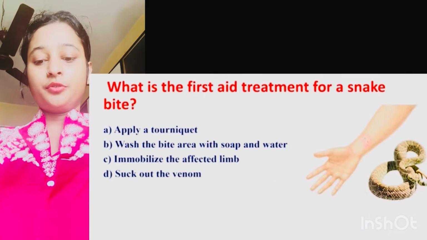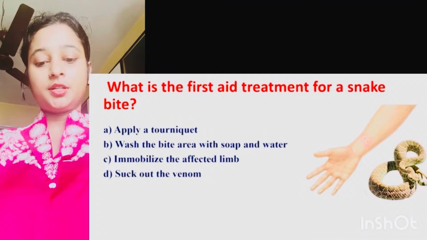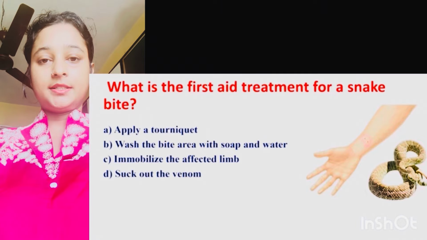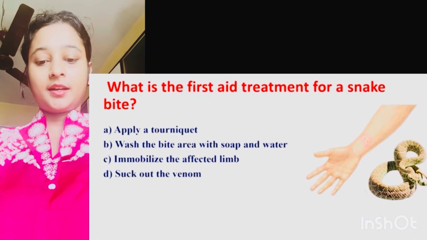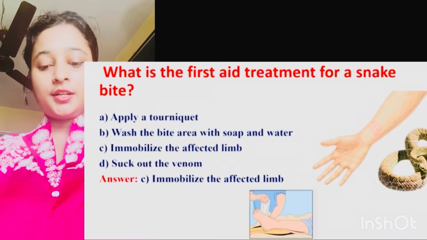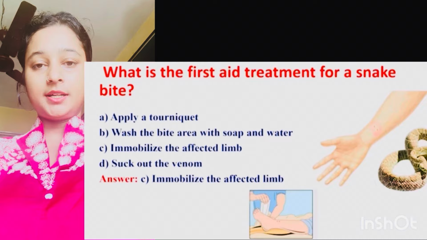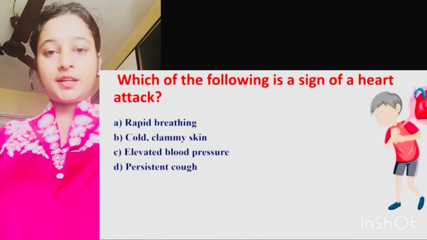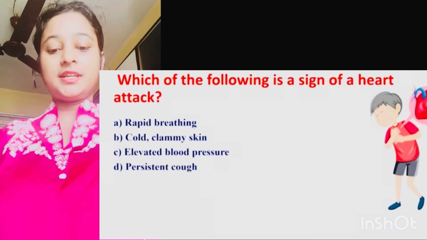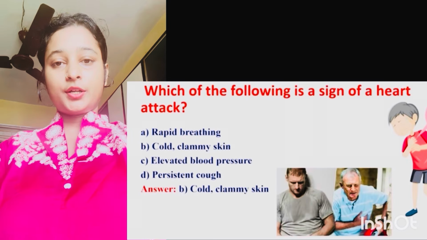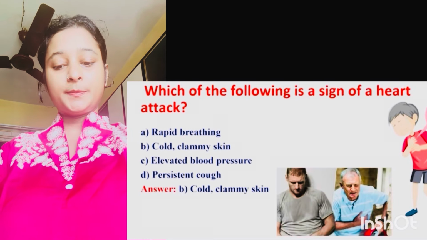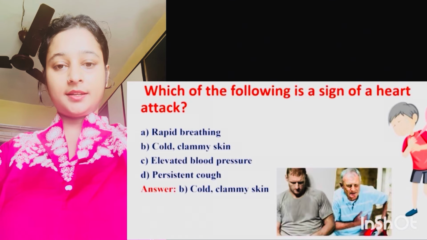Next question, what is the first aid treatment for a snake bite? Here, correct option is option C, immobilize the affected limb. Next question, which of the following is a sign of a heart attack? Here, correct option is option B, cold clammy skin.